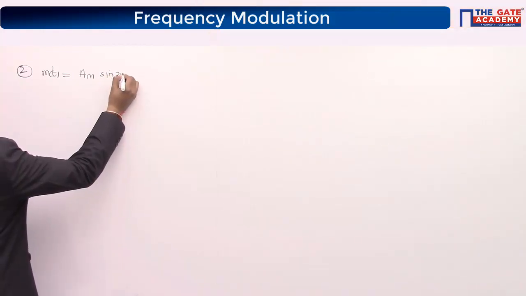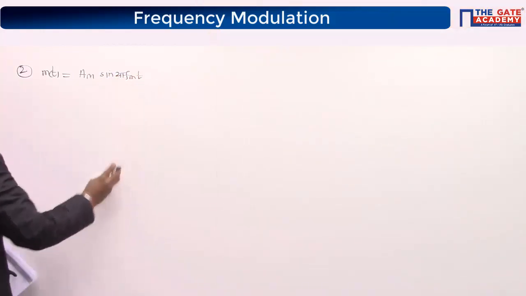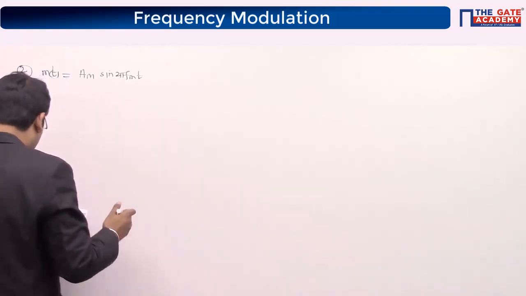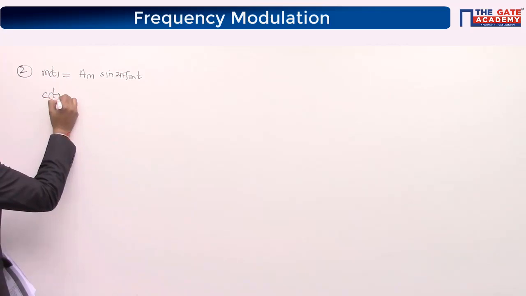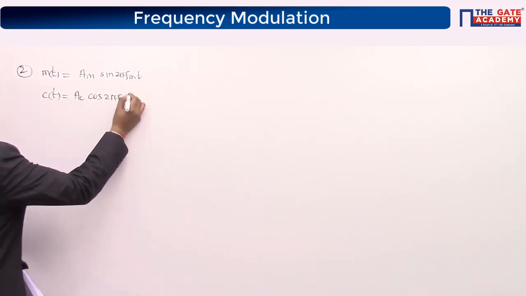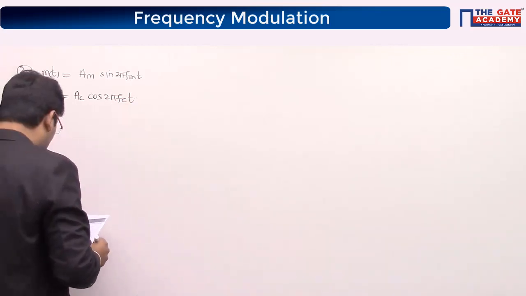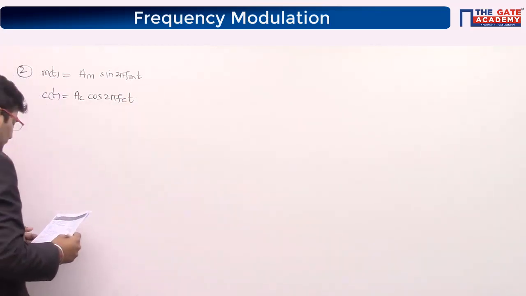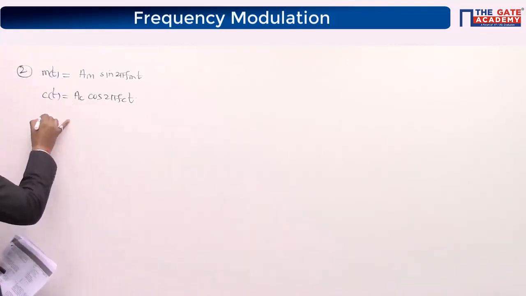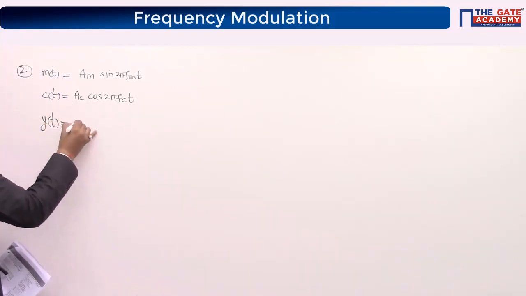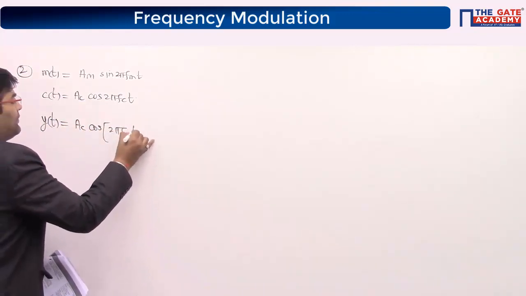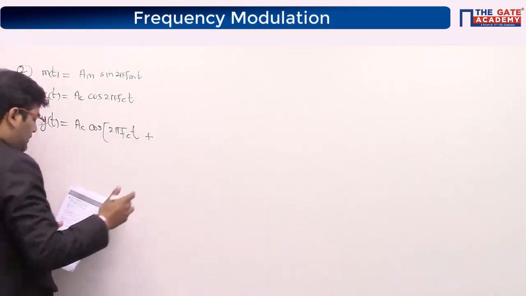AM sine 2 pi FMT is used to modulate the phase of a carrier. So the carrier is AC cos 2 pi FCT. To get the modulated signal, y of t is this: AC cos 2 pi FCT plus m of t.